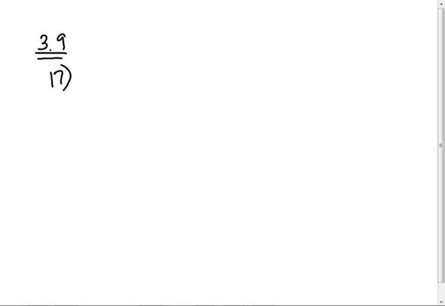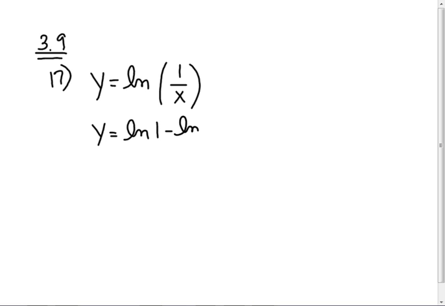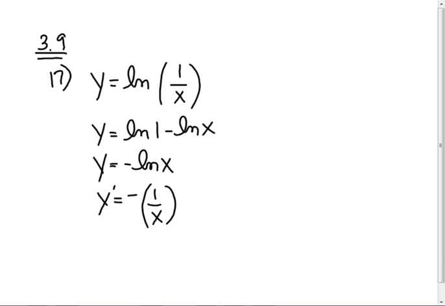We can do number 1, is y equals the log of 1 over x. I want to use properties of log before I do anything. Because what's that equal to? Log of 1 minus the log of x. What's the log of 1? 0. So y equals negative log of x. So what's y prime? Negative times 1 over x. If you try to do it with the quotient rule and everything and simplify it, you'll get there.